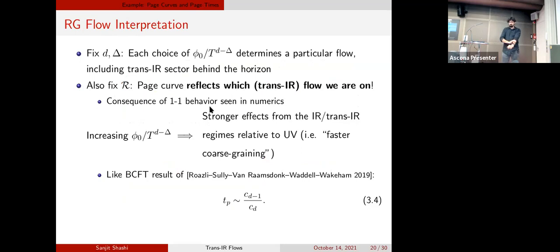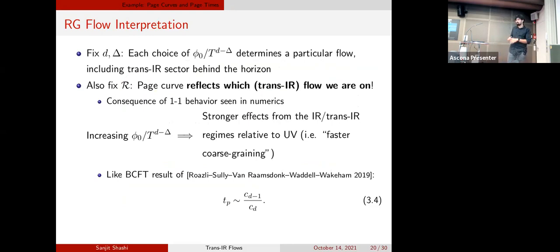So there's a way to look at this through the lens of RG flow. If I fix D and delta, then every choice of deformation parameter will tell me a particular flow, including what the trans IR looks like. But if I also fix the radiation, then I'll get a particular Page curve, which tells me which flow, which deformation parameter I'm on. And that's because of the one-to-one behavior of the numerics.